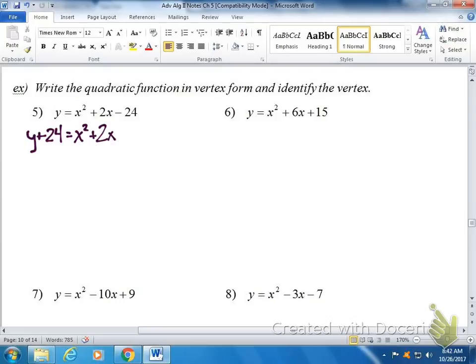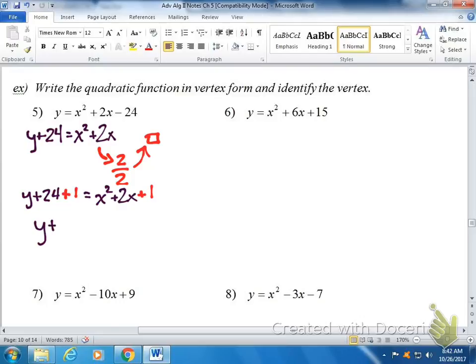So you're going to take that middle term, the x term, divide it in 2, and then square it. Figure out what that number is. And I'm going to add that number to both sides of that equation. So we realize this is going to be a 1, so I'm going to add 1 to both sides. We have y plus 24, I'm going to add 1. x squared plus 2x, again, I'm going to add 1.